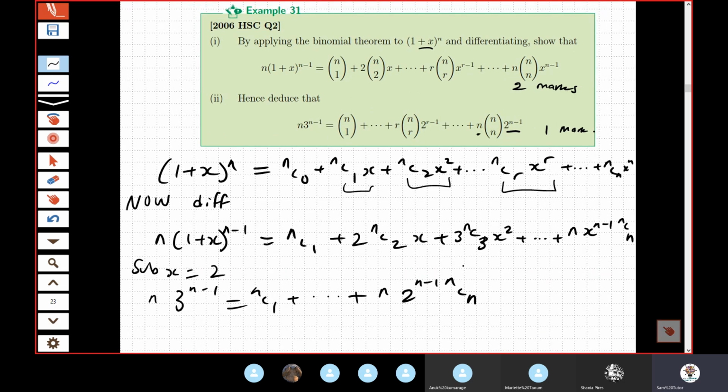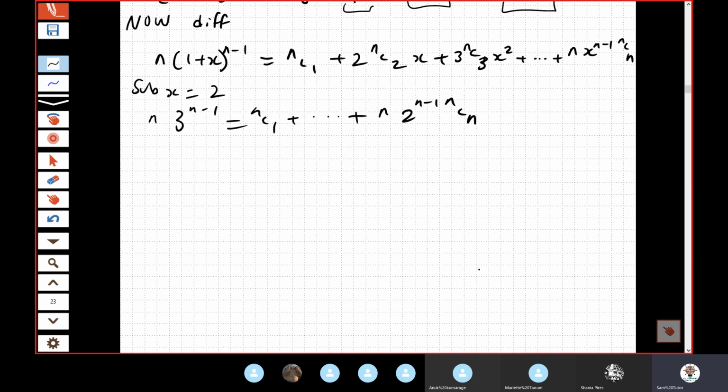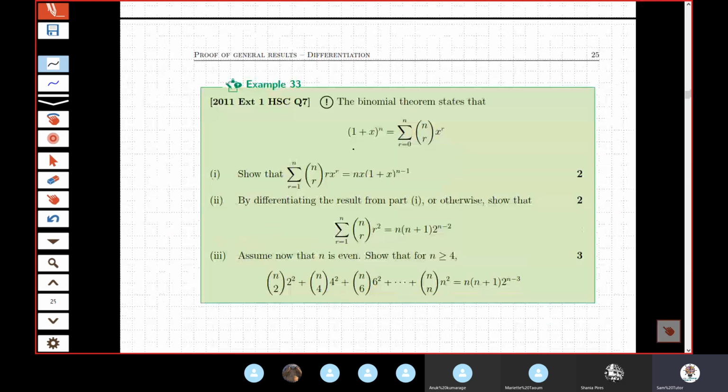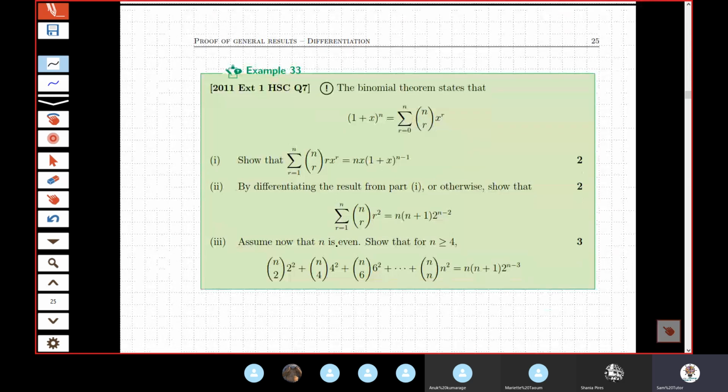To me, I personally find this an easy place to get marks compared to perms and coms. Permutations and combinations, the questions are valued the same, they might still be worth 3 marks, but the questions are not so repetitive, unfortunately. This, there's no reason why you shouldn't get full marks for it. Okay, and again, 2011, the binomial theorem states this, show this by differentiating the result, assume that n is even. Let's do this.